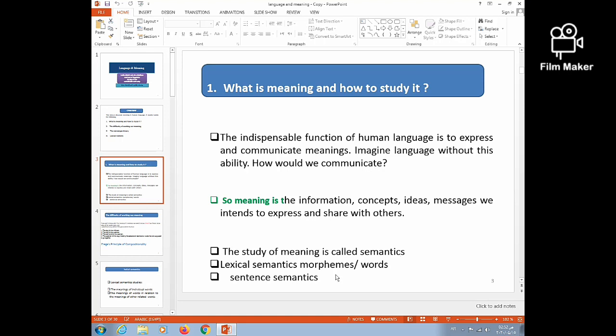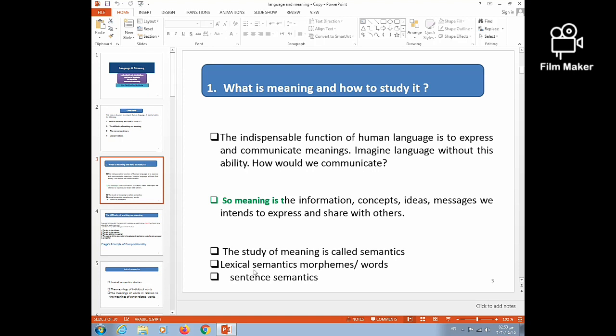This is a very important difference between two linguistic sciences which study meaning. One is semantics, and the other is pragmatics. Of course, there are other linguistic sciences which study meaning, but these are the two main branches of linguistics which basically tackle meaning.